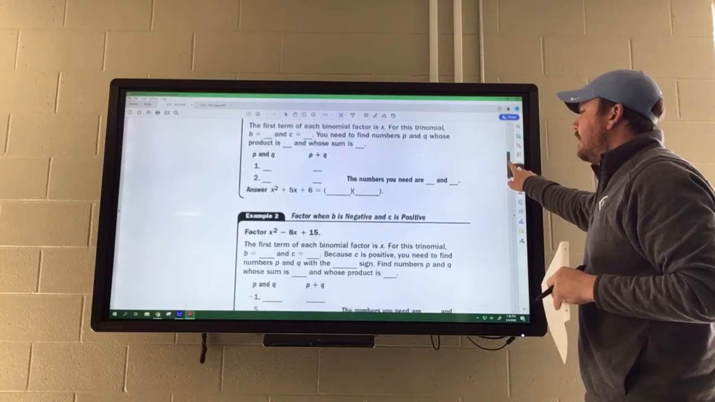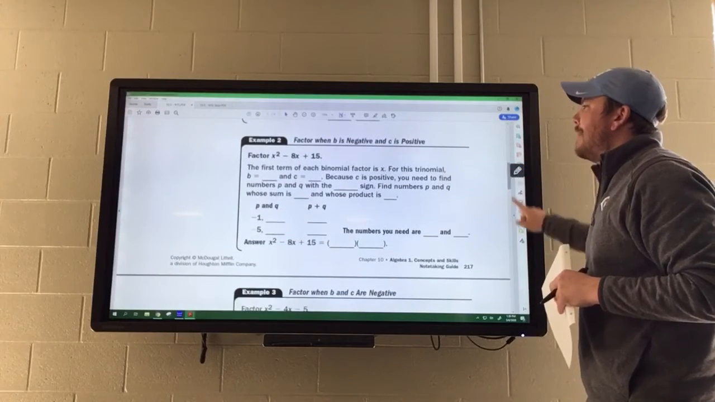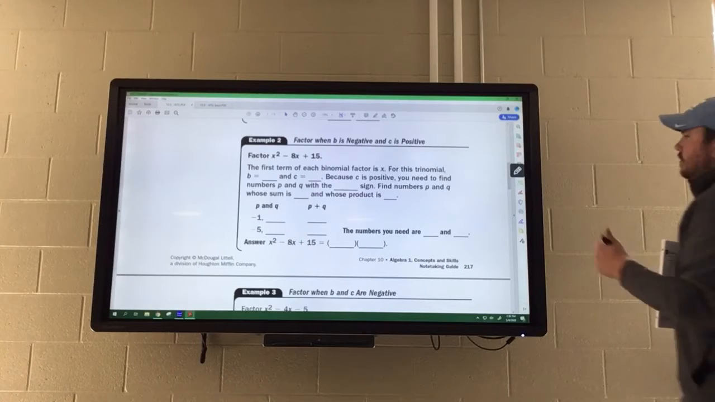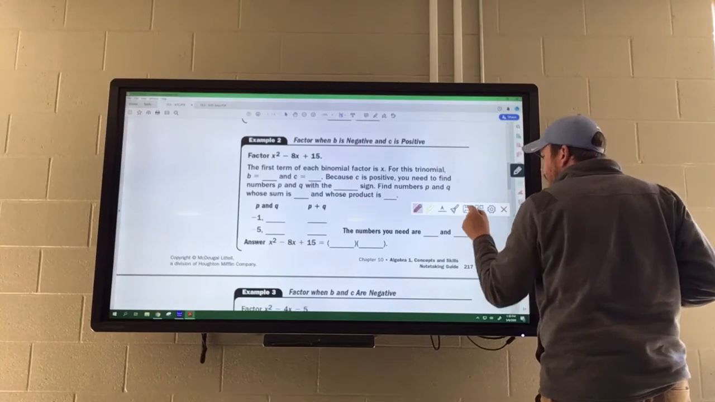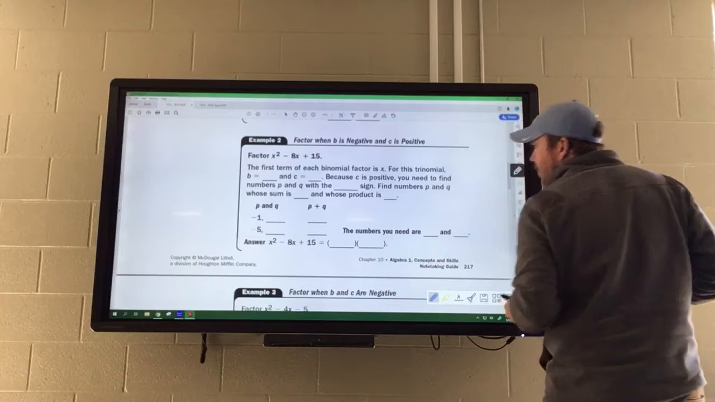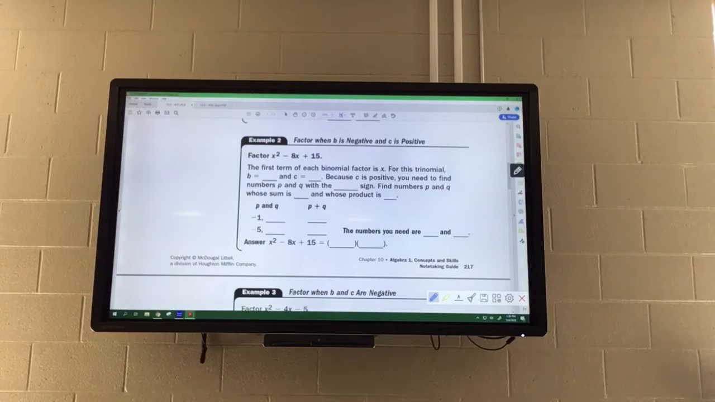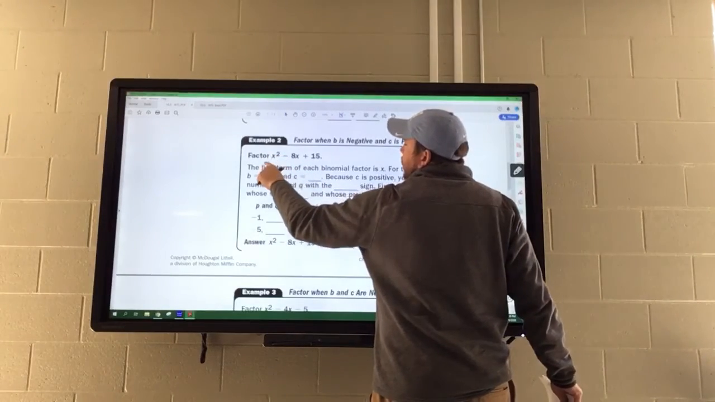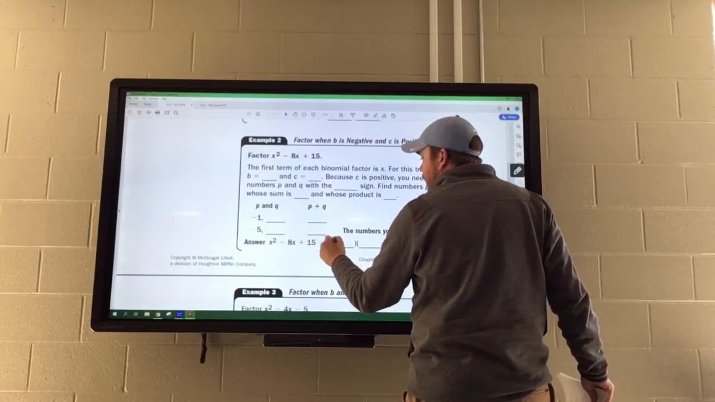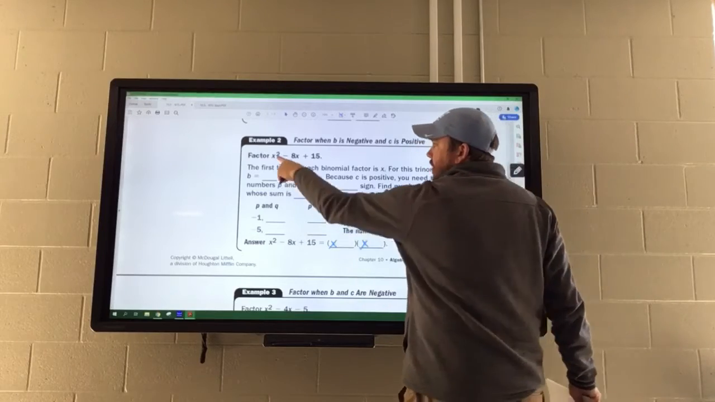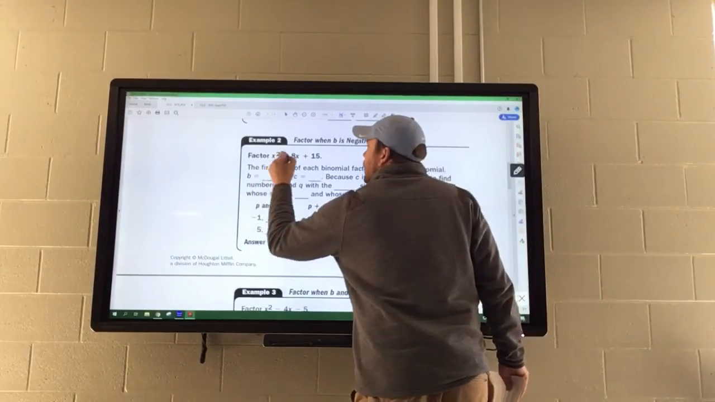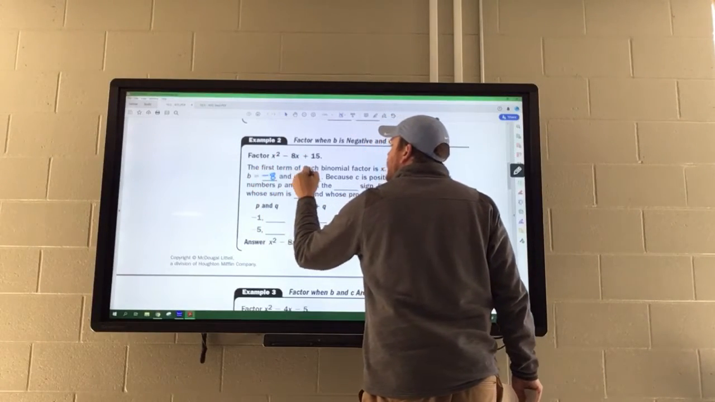This next one's a little bit more difficult because as you can see we have x squared minus 8x, all right? So once we throw that negative in there, it does get a little more difficult, but we still use the same process. Let's look through this. So again, the first term of each binomial factor is x, okay? Since we have no coefficient in front of x squared, the first term of each binomial factor here is just going to be x, because x times x gives us x squared, all right? For this trinomial, my b value is -8, my c value is 15.